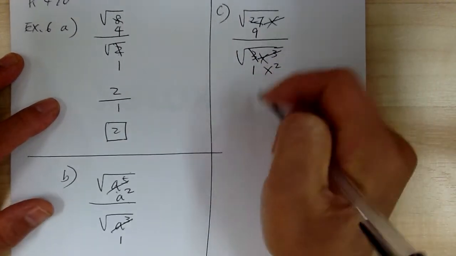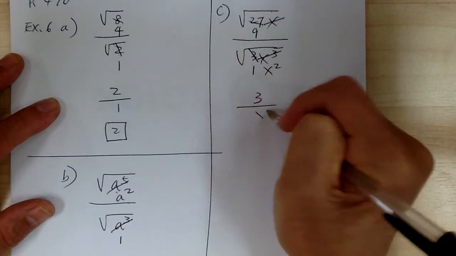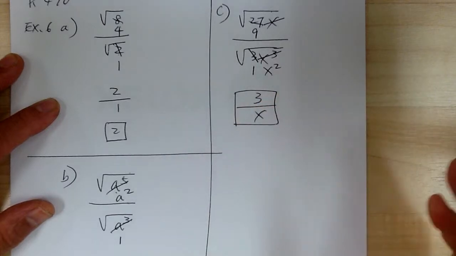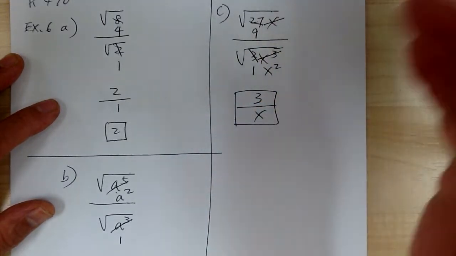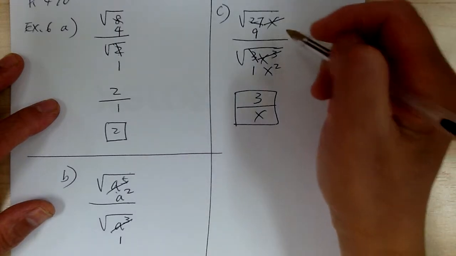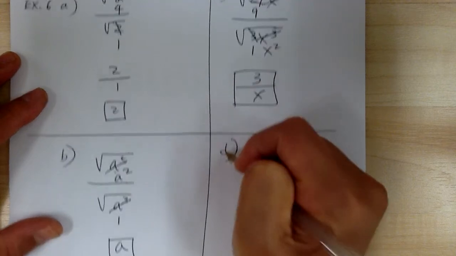So now I simplify. Square root of 9 is 3. Square root of x squared is x. And so that's it. Right? So just one additional step. You cancel as much as you can to lower the number or the variable, so it's easier to simplify. Okay, let's go to D.